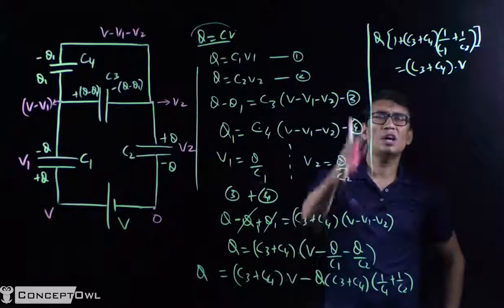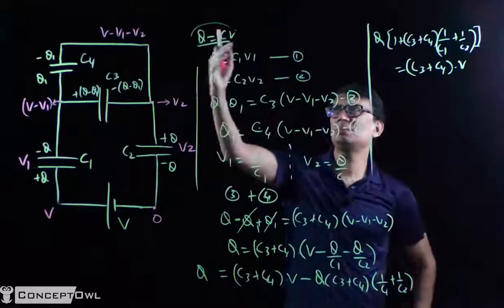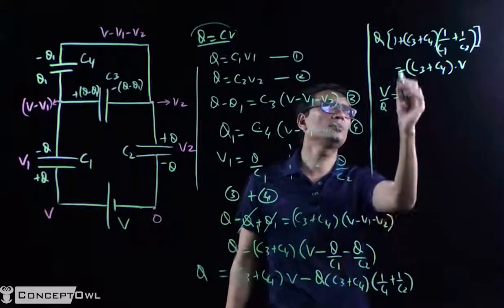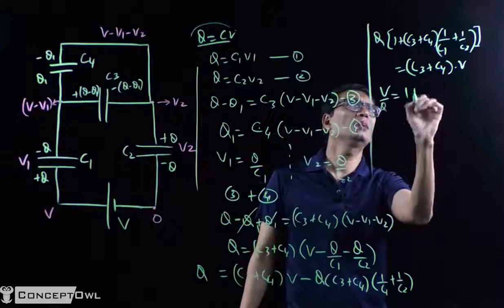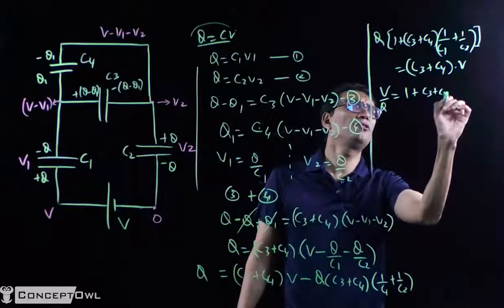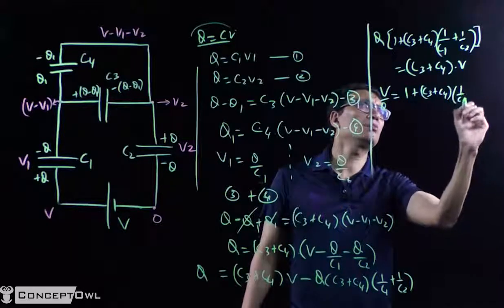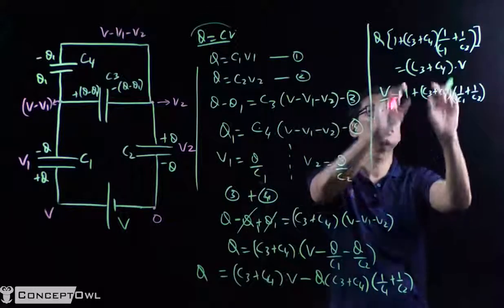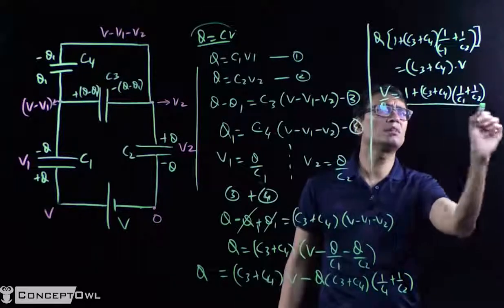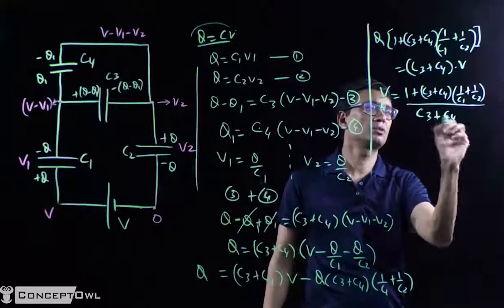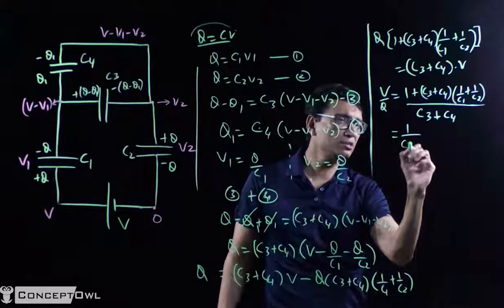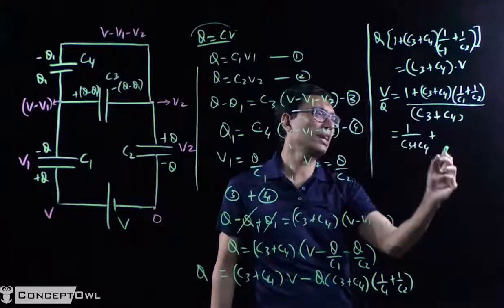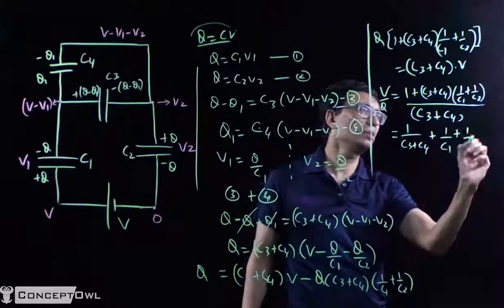Now if I look at V upon Q, I know that Q upon V is C, so V upon Q will be 1 upon C. So V upon Q is going to be equal to 1 plus C3 plus C4 into 1 upon C1 plus 1 upon C2, and now this whole thing will come to the denominator here. So this will be this whole thing divided by C3 plus C4, and what do I find? This is going to be 1 upon C3 plus C4 plus, here the C3 plus C4 terms cancel, so I'll get nothing but 1 upon C1 plus 1 upon C2.